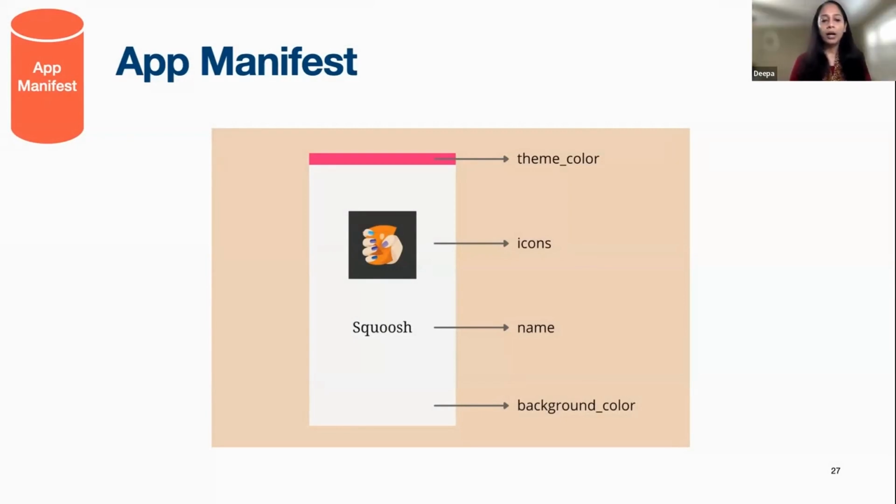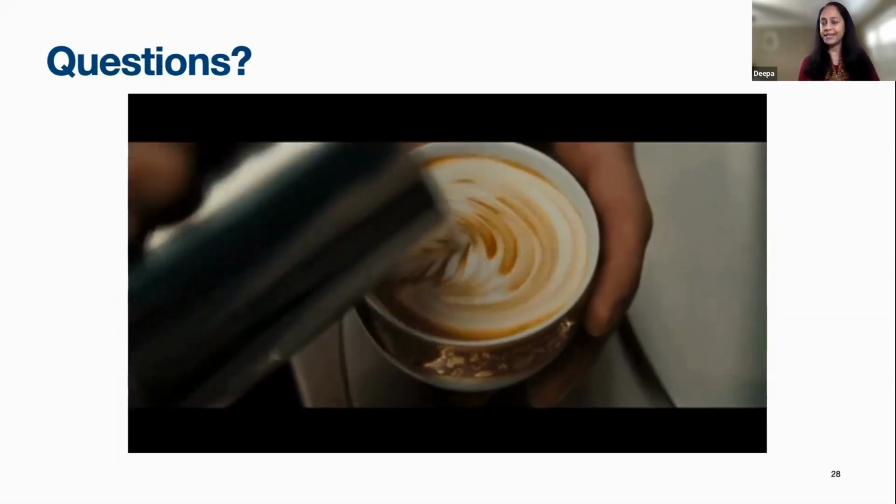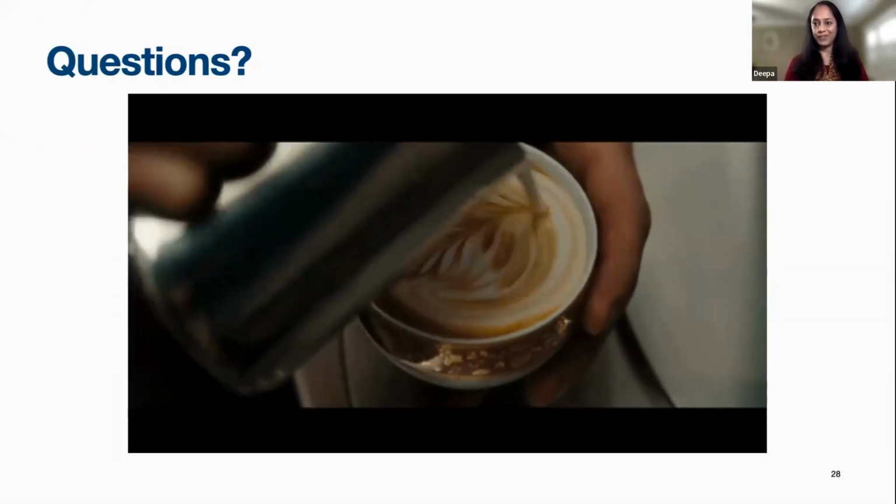So this is how the app manifest would look like, okay? So any questions so far before we move on to service workers?